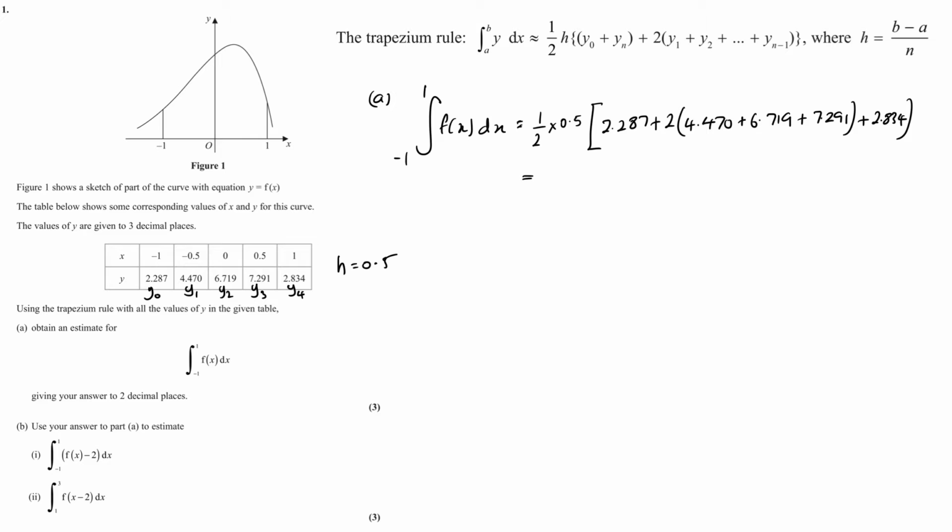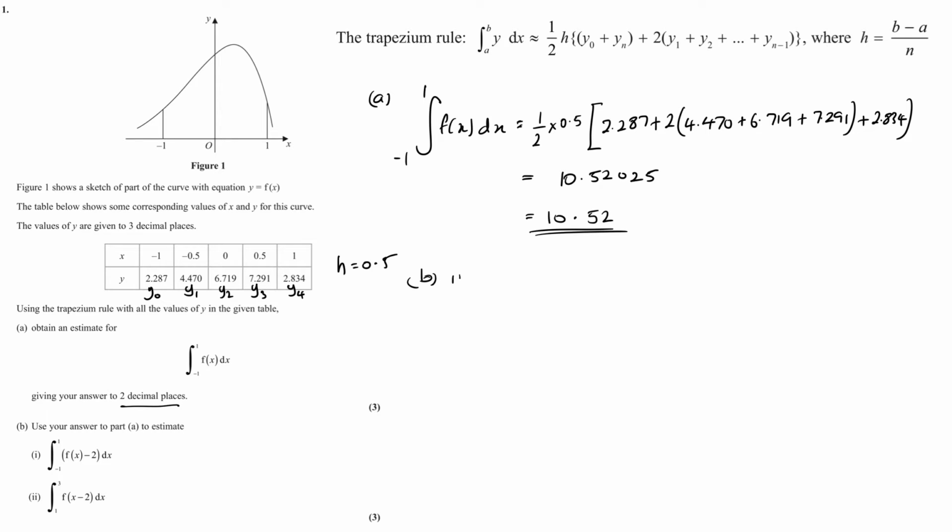Now I'm going to show you, so we've got 10.52025. It says give your answer to 2 decimal places, so 10.52 there. So that's part A, very easily done.